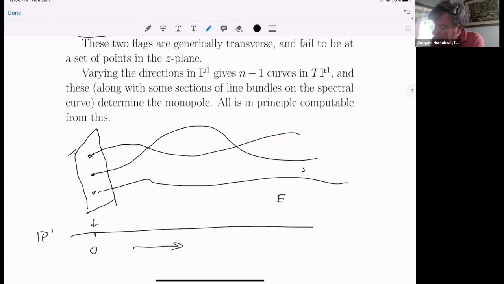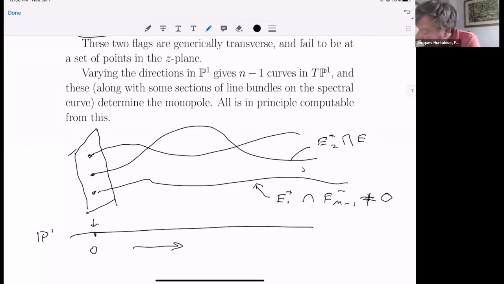Well, I've got the line at plus infinity intersecting the codimension 1 plane from minus infinity, different from, sorry, this shouldn't be phi, it should be 0. Different from 0, so it's here. And then I've got the 2-plane intersection, the n-2 plane, different from 0. And these are giving me different curves. So again, you're seeing these spectral curves appear. And that and the sections of line bundles along these spectral curves determine the monopole.